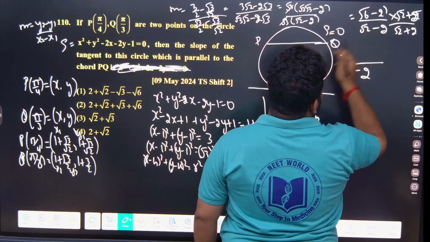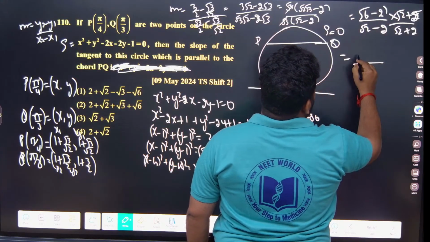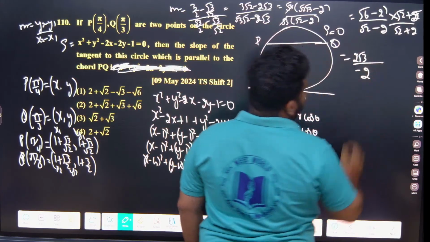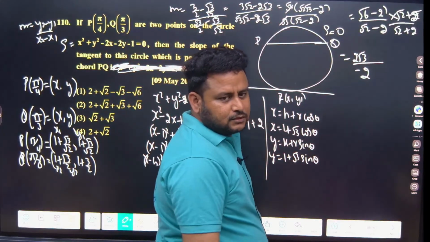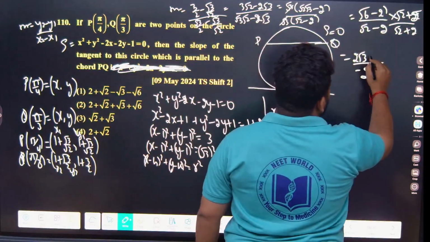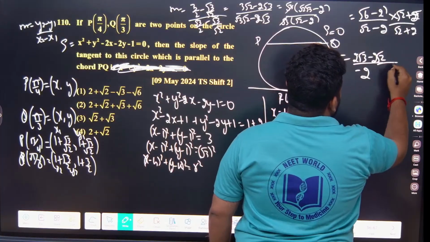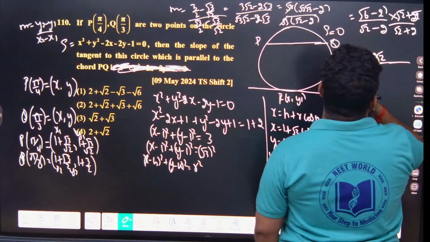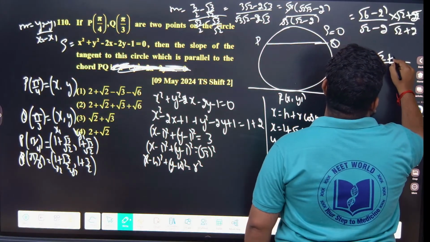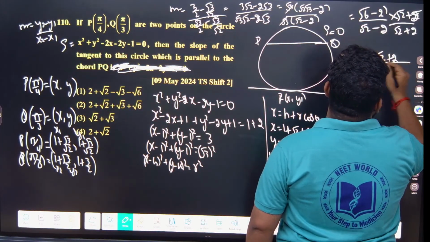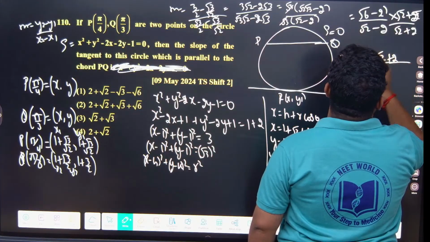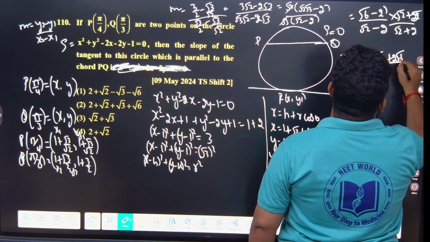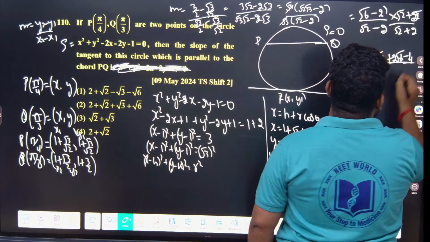Instead of root 12, I can write 4 into 3, so 2 root 3. Root 12 I can write as 2 root 3, correct? So root 2 into 2 is 2 root 2. Then 2 into root 6 I can write as 2 root 6 only. Two into this is root 2 root 6 minus 4.